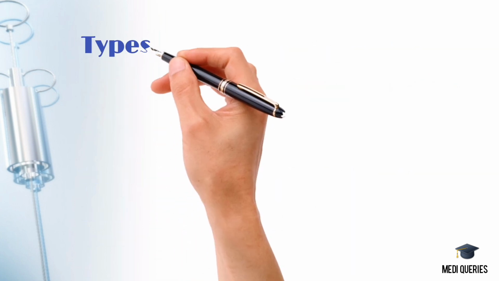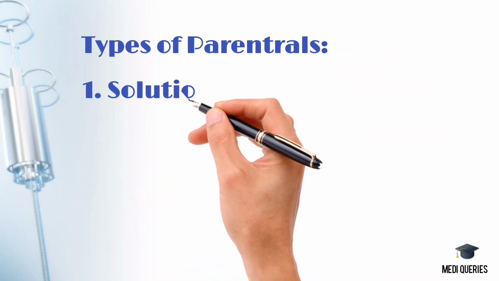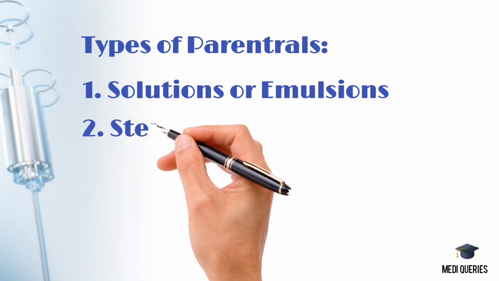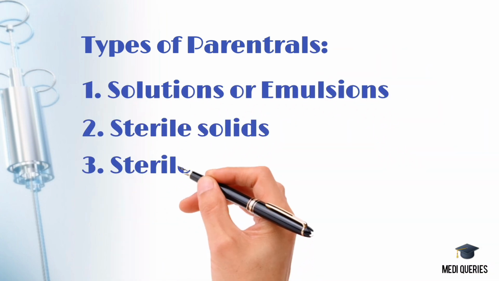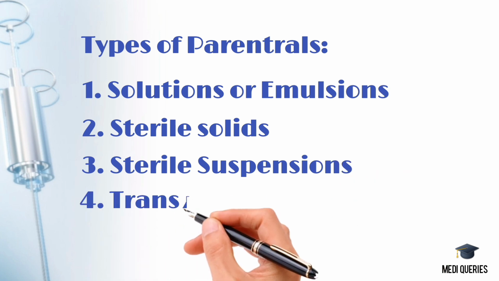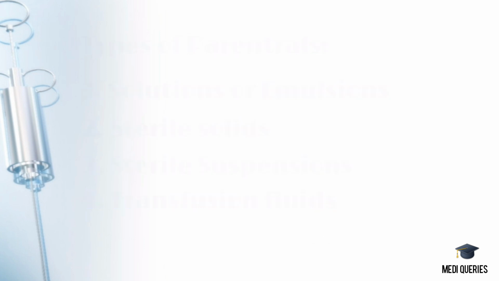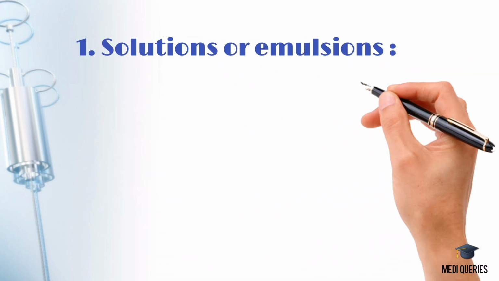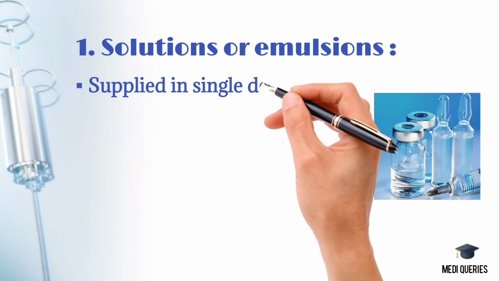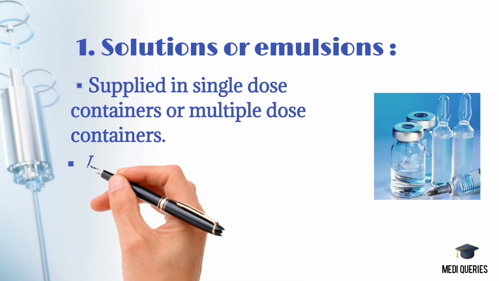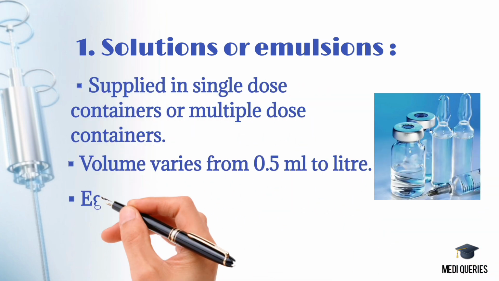Types of parenteral preparation. Parenteral preparations can be classified as follows. They can be in a solution form, a sterile solid form, sometimes a sterile suspension, or otherwise transfusion fluids. The first one is solutions or emulsions of medicaments suitable for injection. These are commonly called injections.